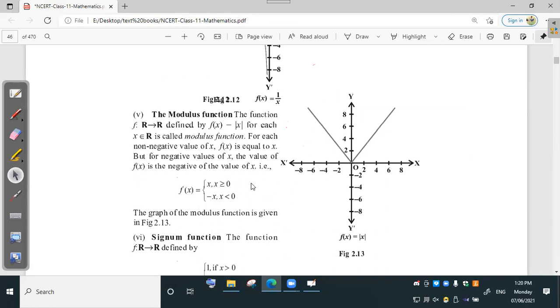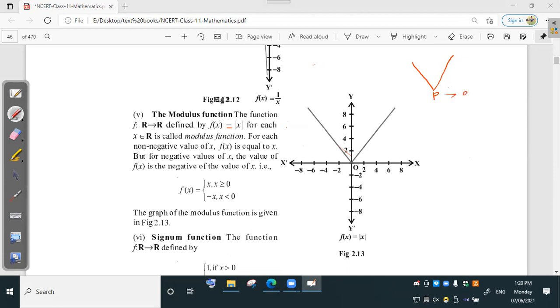Modulus function, it is very important. Modulus function, as I told you, f(x) = |x|. This is f(x) = modulus of x, and x is positive when greater than 0, negative when less than 0, and its graph will be like this. It is very important. This graph is like a V. So at this point P, can you draw the tangent? We cannot draw the tangent.